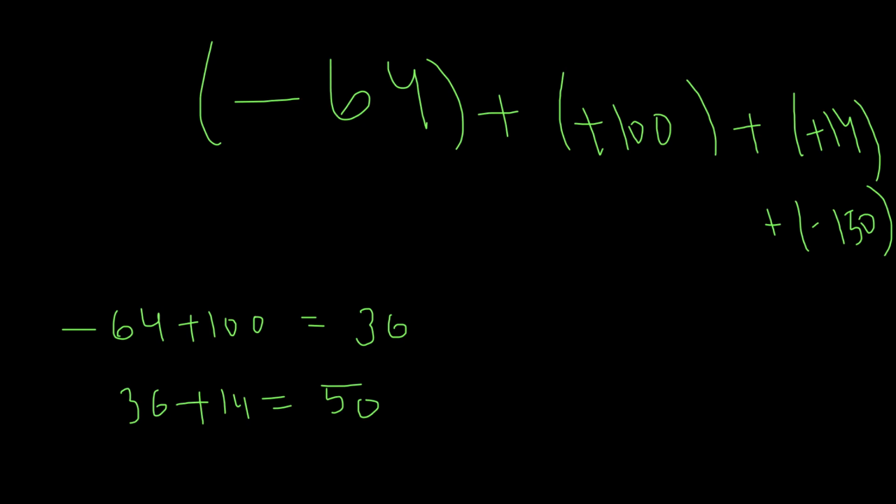Now we have 50 minus 150. So this will be minus 100. How? The absolute value of 150 is 150, the absolute value of 50 is 50. So the difference in their absolute value is 100, and the integer which is having the greater absolute value is 150. So the end result will have a negative sign, that is minus 100.